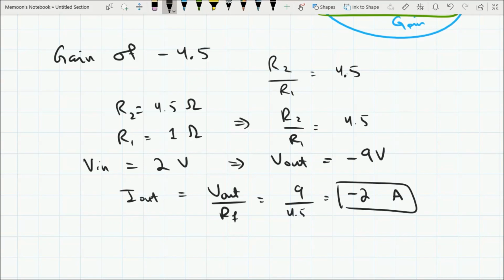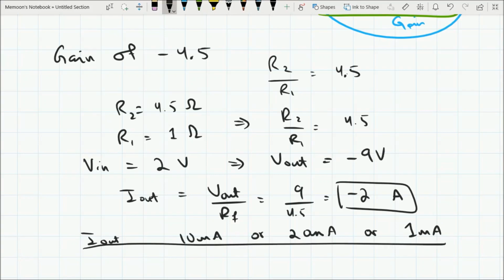This is a very high value of current, and in the operational amplifier data sheets you will find that op amps can usually supply current up to approximately maybe 10 milliamperes, or in some cases 20 milliamperes, or even 1 milliampere. The op amp cannot supply a current more than the maximum saturation value that is mentioned in the data sheet.